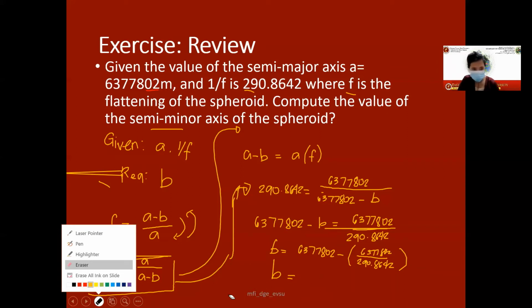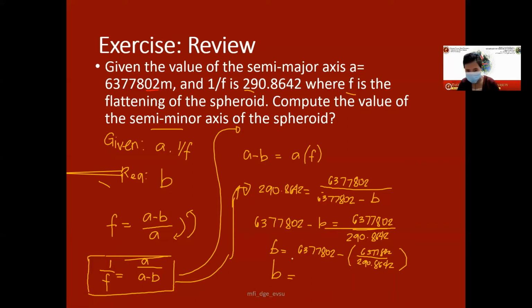This is equal to 6355874.922 meters. So this is now the value of B. So just remember the formula for computing the flattening, eccentricity, linear, and the angular eccentricity, and you are good to go. And be familiarized with the values of the parameters A and B, or the inverse flattening, for the different ellipsoids.